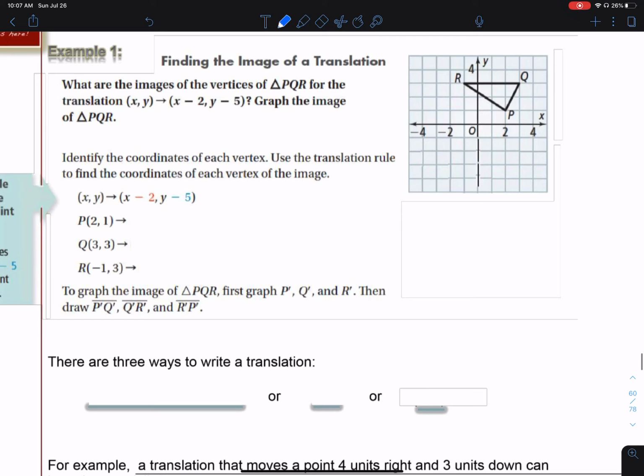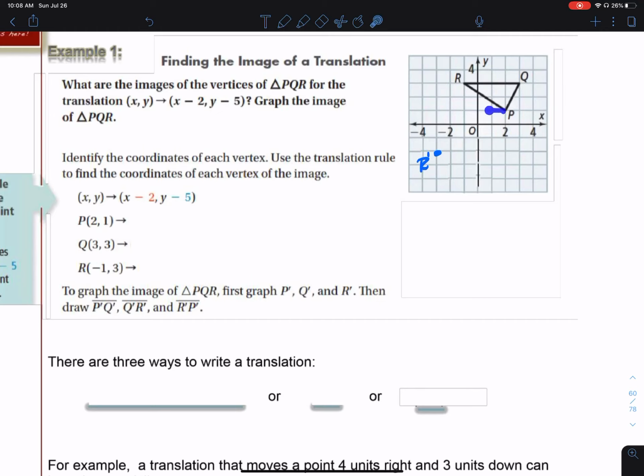An example. Finding the image of a translation. What are the images of the vertices for triangle PQR for the translation x, y becoming x minus 2 and y minus 5? Graph the image of the triangle. This is saying take every x value, move it left 2, take every y value, move it down 5. So if we go left 2, 1, 2, and down 5, 1, 2, 3, 4, 5, puts us right here as R prime.